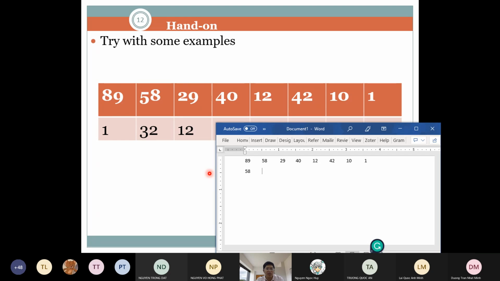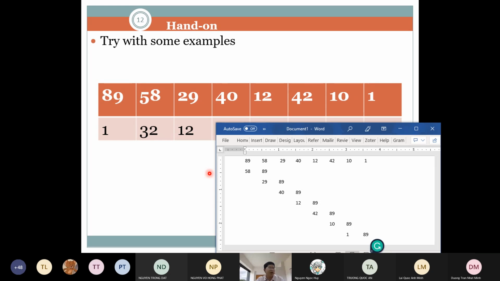So we have this one and this one. Now we do the second pair. We compare this one and this one, and we swap again. Then we compare this and this, and we swap. We continuously compare and swap, and what we got is this one.